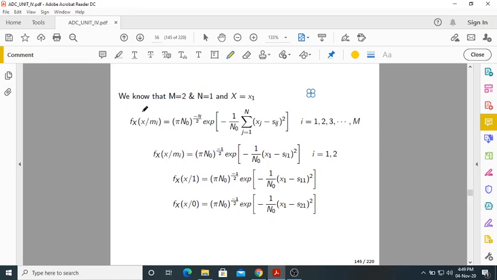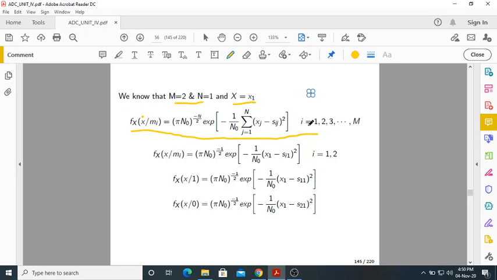Now, you know that M equal to 2 and N equal to 1. That's why x equal to x1. So x is not a vector now. It is simply a point because N equal to 1. Now, what is f_X of x given m_i? This is the generalized conditional PDF of capital X given m_i. We found that the conditional PDF of capital X is equal to the product of the conditional PDFs of the individual elements of the vector capital X. I told you all these things in the previous classes. So if you have any doubts, please refer to those classes.